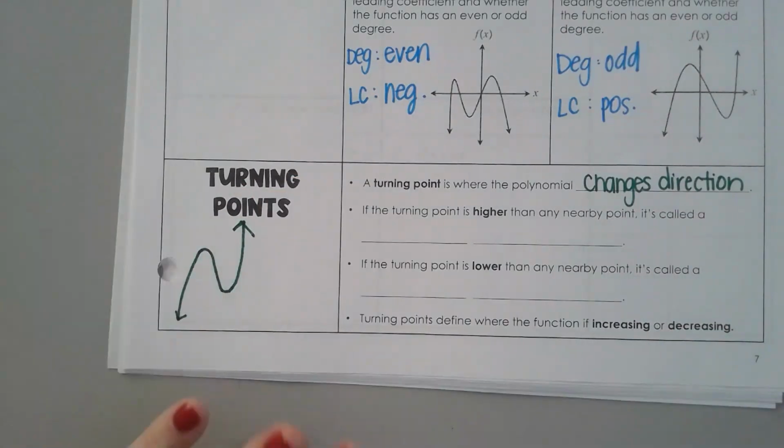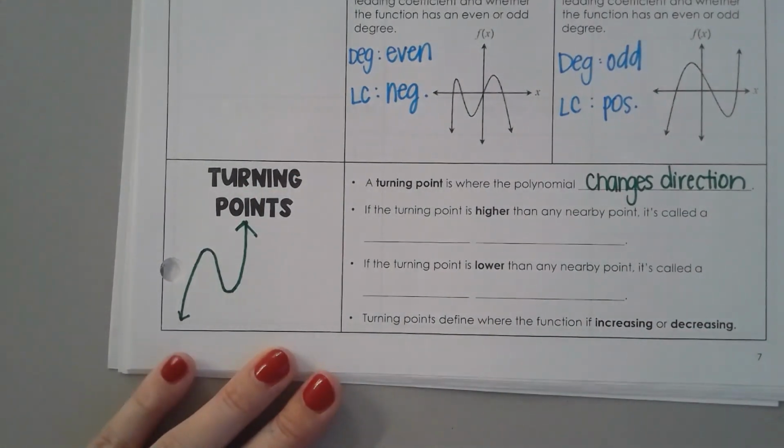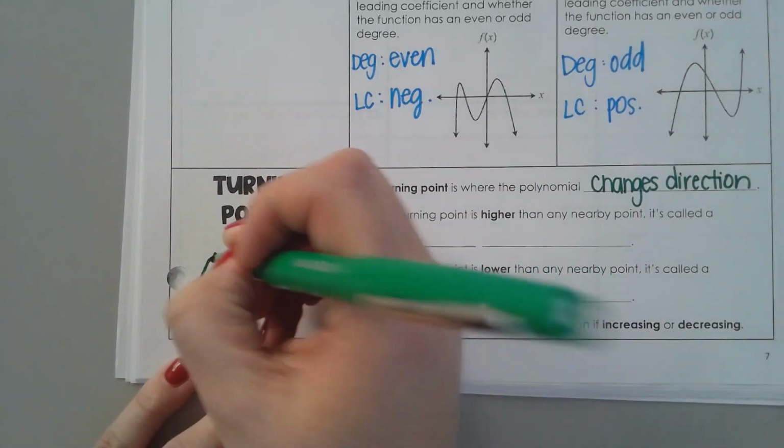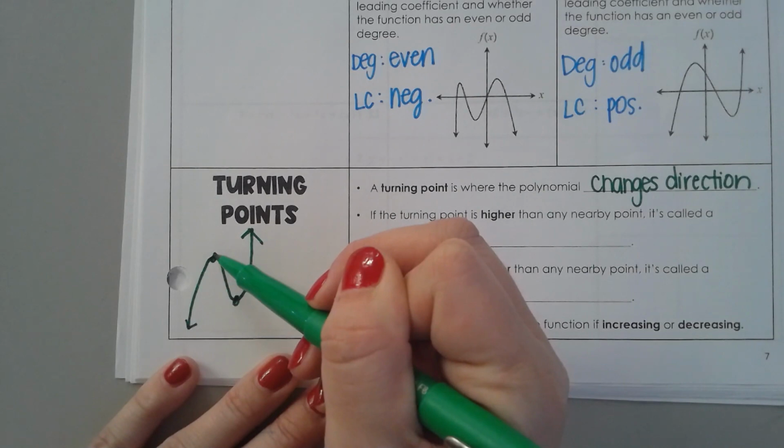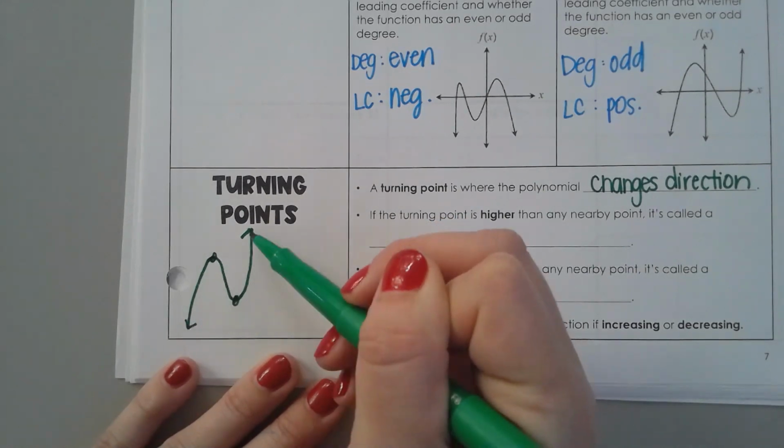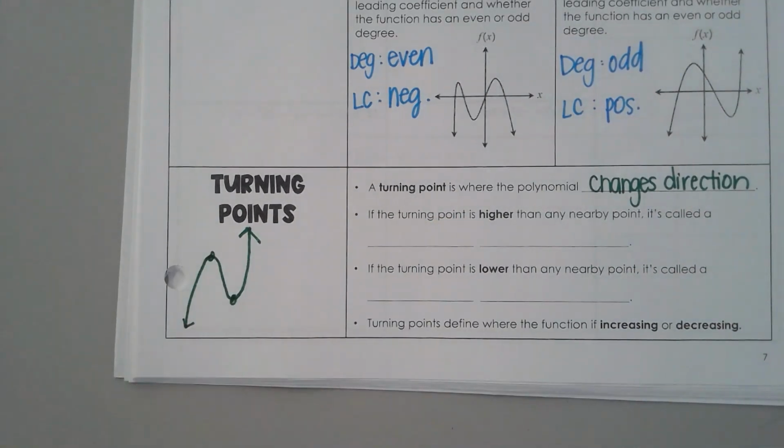So let's say that this is my polynomial. I have 2 points where I change. Here I'm going up, up, up, up, up, down, down, down, down, down, up, up, up, up, up. So those at the tip top of the hills and down in the valleys, those are your turning points. And they're either called maximums or minimums.